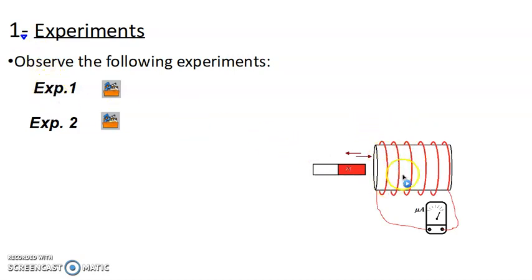Here's our coil in the first experiment. And here's our microammeter. The coil is connected to a microammeter. We don't have any generator in the circuit. No real generator. This is the bar magnet that we are going to move in and out of the coil.